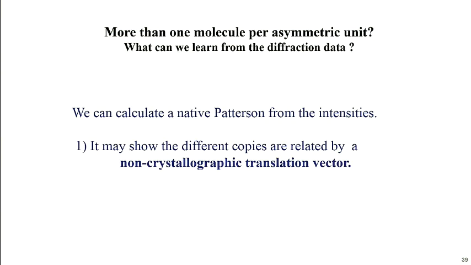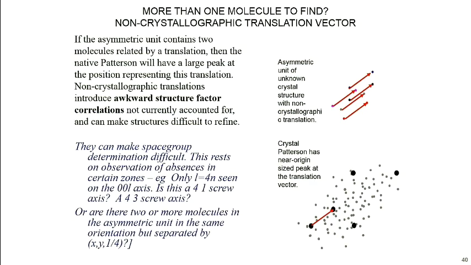Well, we can calculate a native Patterson just using our observed data. And that's worth doing, because from that Patterson, you can decide whether you've got what is called a non-crystallographic translation. This is a slide stolen from Ellie, as many of my slides are. If you look at the top, she's got 4 atoms, which are in exactly the same orientation as a second molecule, which is the 4 atoms on the right.